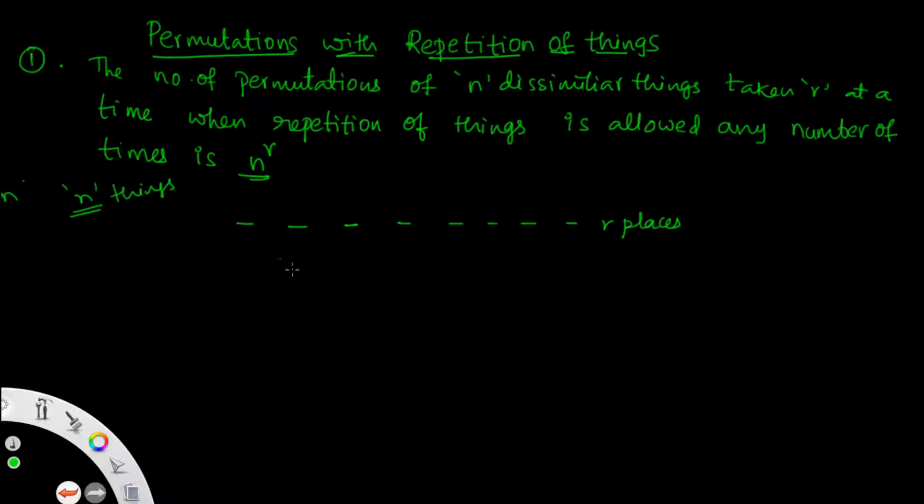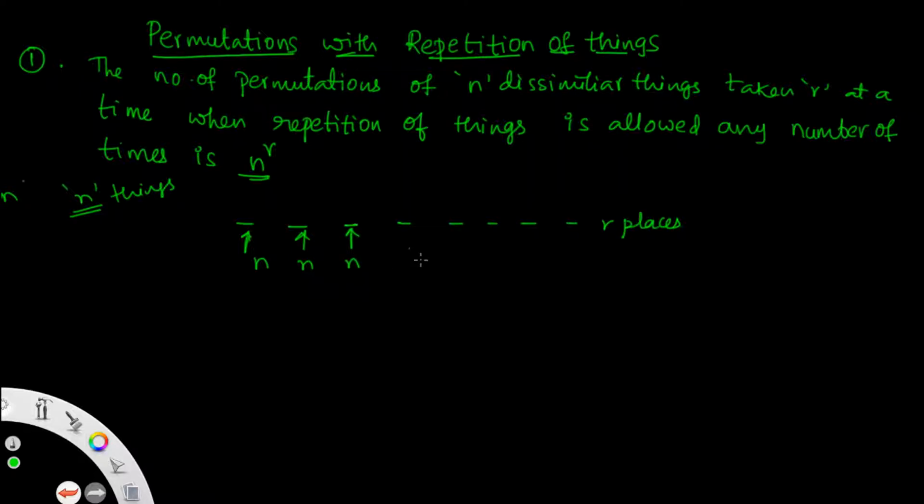So the first place can be filled with any one of the n different things, which can be done in n ways. So the first blank place can be filled in n ways. The remaining are r minus 1 places, but repetition of things is allowed, so the second place also can be filled in n ways. Repetition of things is allowed means we have n things remaining for the r minus 2 places, since we can use any thing any number of times. This is also n ways.